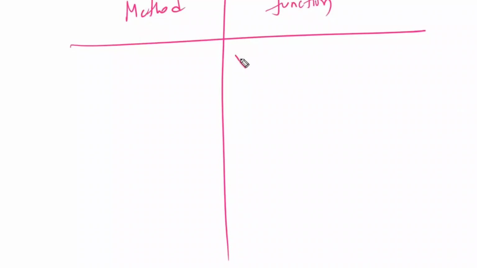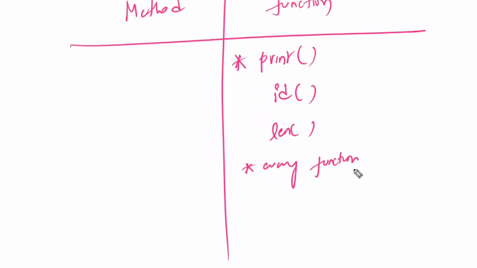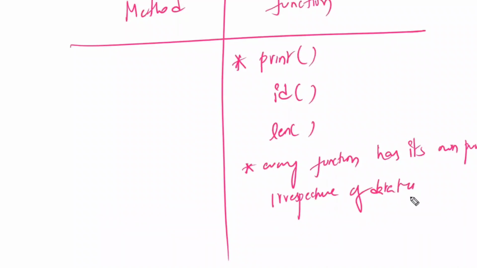Okay. First, let us understand function. print is a function. id is a function. len is a function. Every function was designed for a purpose. To understand simply as of now, every function has its own purpose. For every purpose, they have a design, irrespective of data type. Whatever the data type you are using, irrespective of that, they have a design.